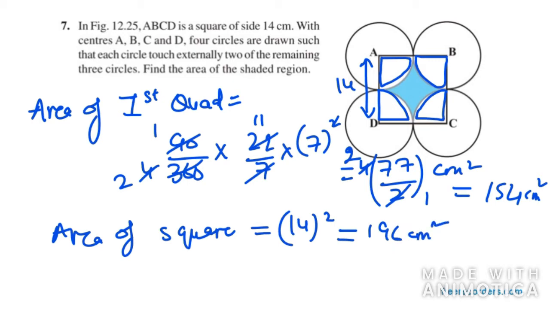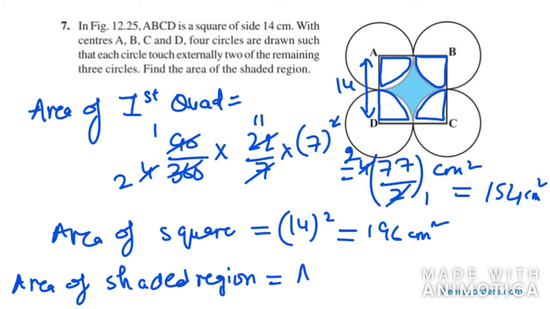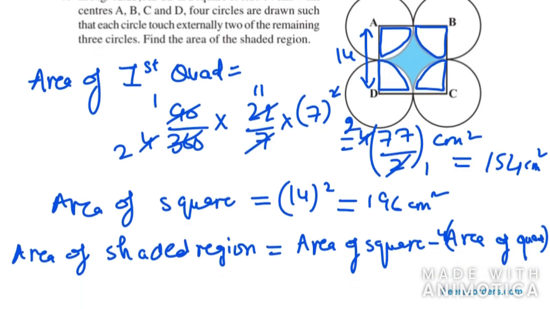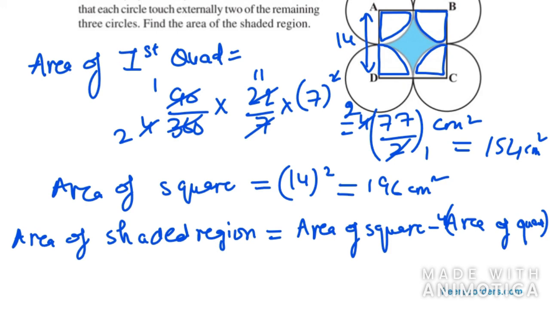Now we need to find the area of the shaded region. So the area of the shaded region will be the area of the square, take away the area of 4 quadrants. So the area of the square is 196, take away 154. So the answer will be 40.